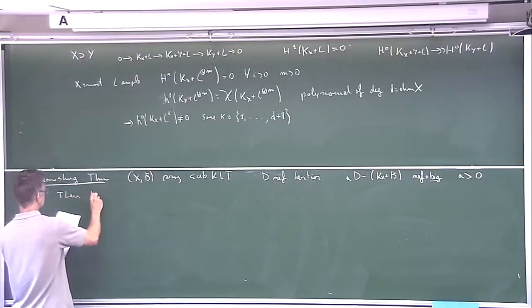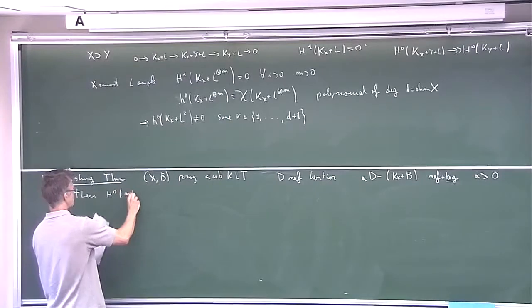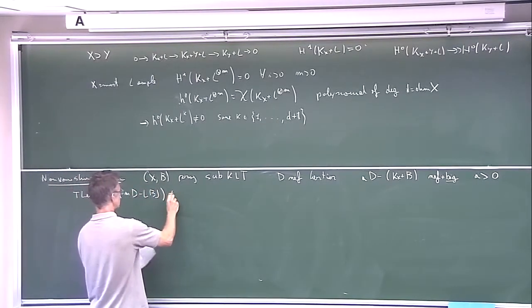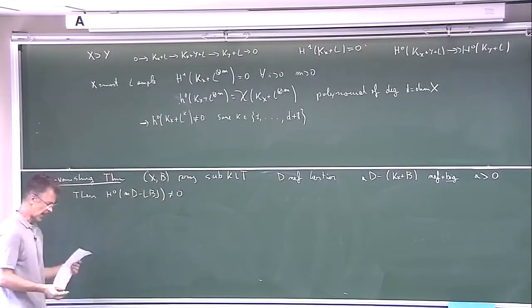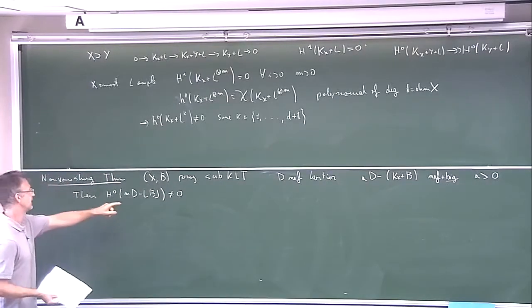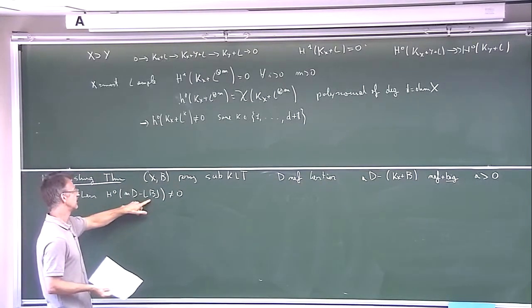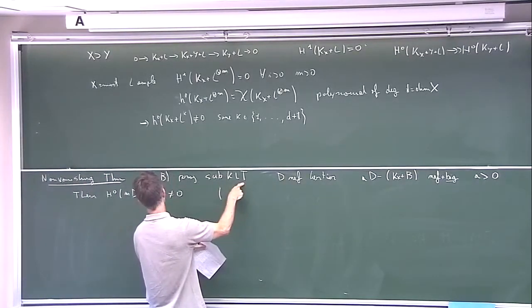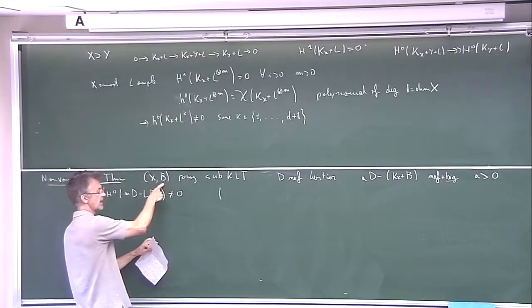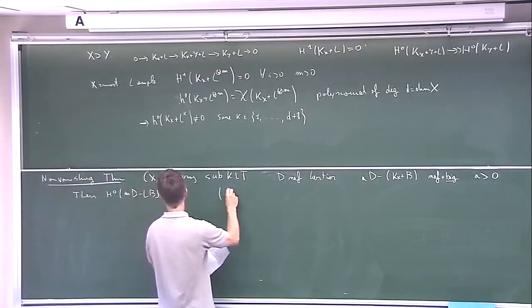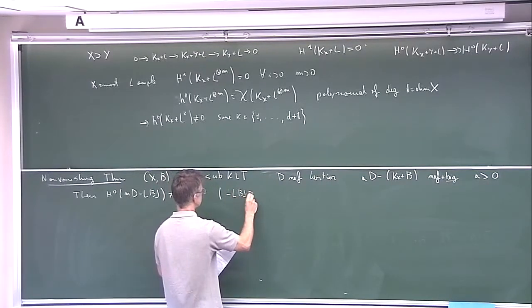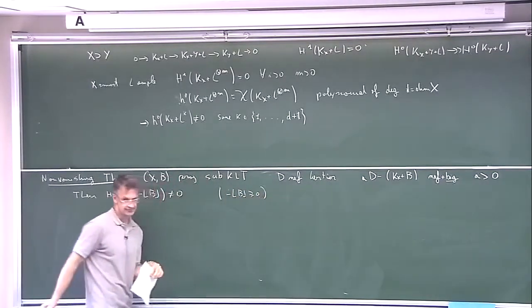Then the conclusion is that H0 of MD minus the round down of B is non-zero. So this is the non-vanishing. We have sections in this divisor. And now remember, sub KLT means that the coefficients are less than 1. So the round down of B is less or equal to 0. So minus the round down of B is some effective divisor. Okay?